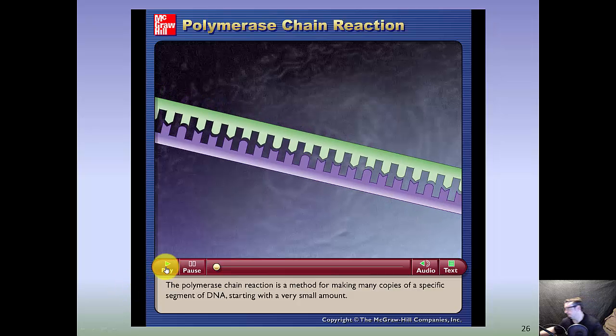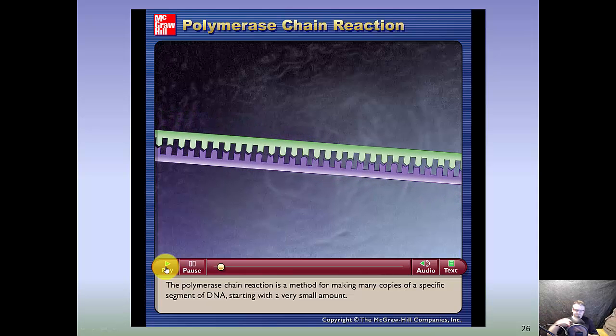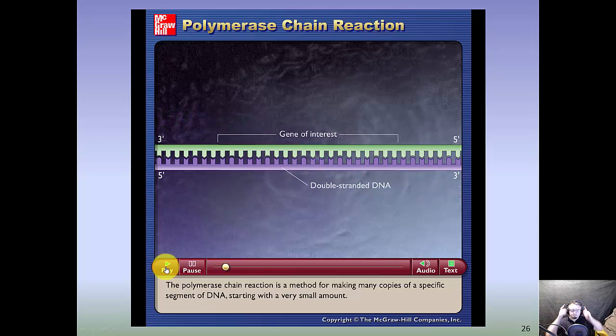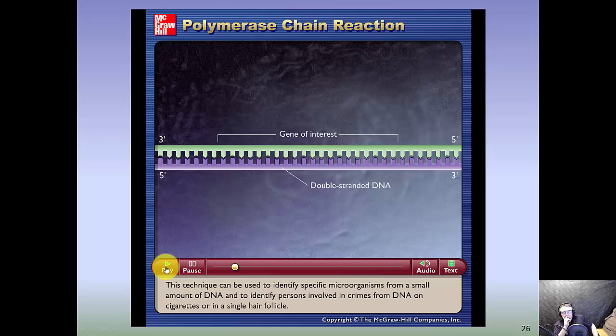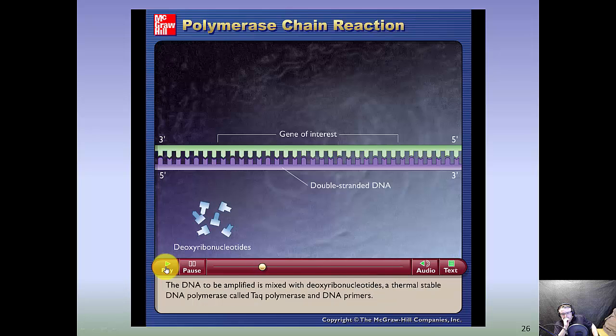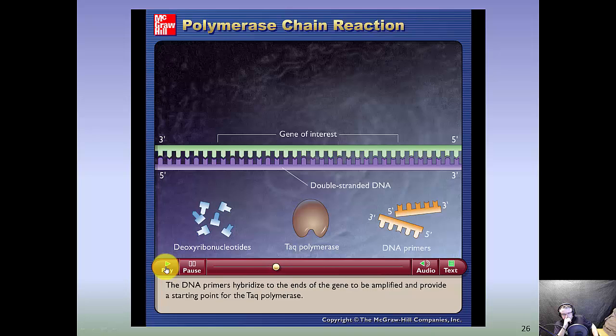The polymerase chain reaction is a method for making many copies of a specific segment of DNA, starting with a very small amount. This technique can be used to identify specific microorganisms from a small amount of DNA and to identify persons involved in crimes from DNA on cigarettes or in a single hair follicle. The DNA to be amplified is mixed with deoxyribonucleotides, a thermal stable DNA polymerase called Taq polymerase, and DNA primers. The DNA primers hybridize to the ends of the gene to be amplified and provide a starting point for the Taq polymerase.